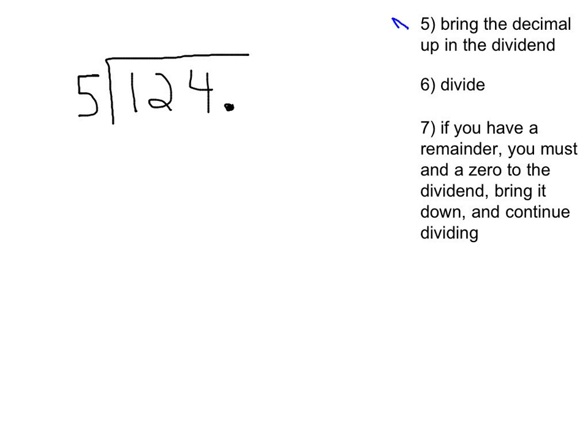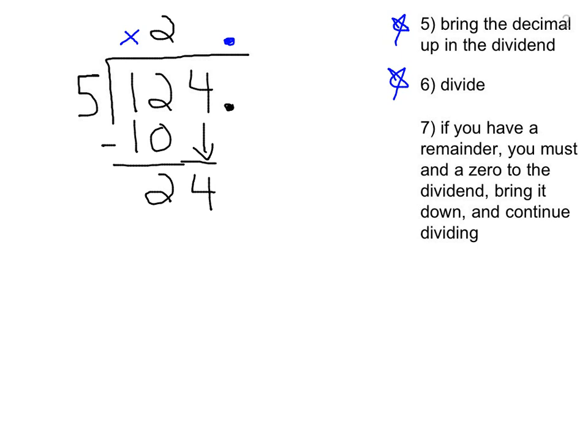Now, rule number five says we need to bring the decimal up in the dividend, so let's do that right now. And on to rule number six, which says divide. So 5 does not go into 1. 5 goes into 12 twice. 2 times 5 is 10. Subtracting, we get 2. And now we drop our 4. 5 goes into 24 4 times. 5 times 4 is 20. Subtract, we get 4.